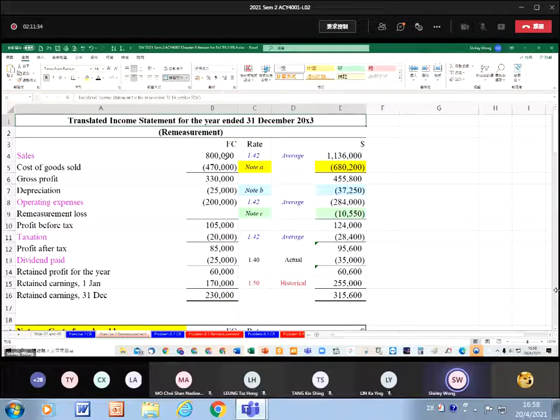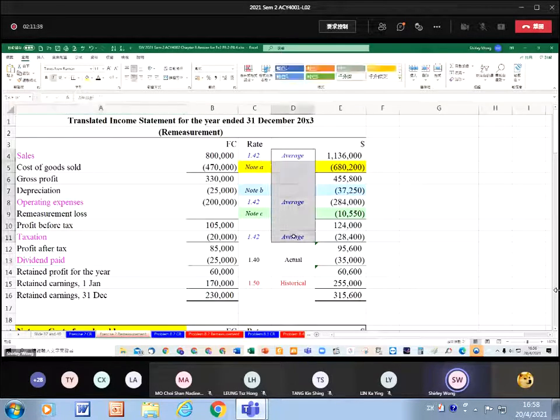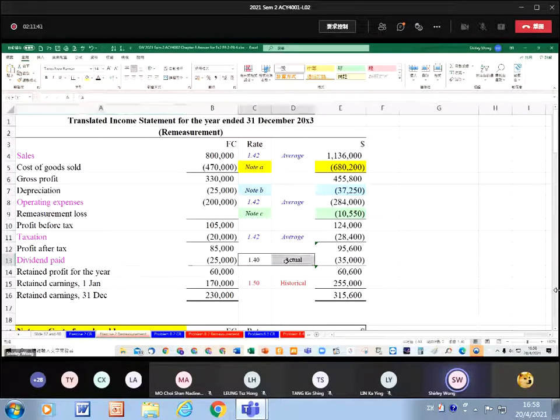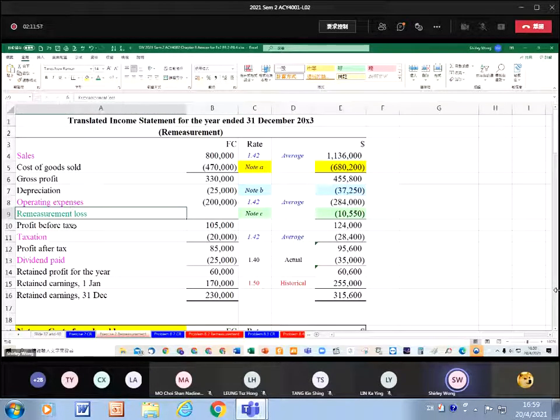It is difficult, so I go through it one by one for you, and then you know how to handle it later. For the sales, operating expense, taxation, and dividend, we will use the average rate. For the dividend, we will use the actual rate. For the retained earnings, we will use the historical rate, which is the same as the closing rate method, except for cost of goods sold, except for depreciation, and also we have a new item here, which we call the remeasurement loss. This remeasurement loss should be put under the P&L, stated in the line profit before tax.